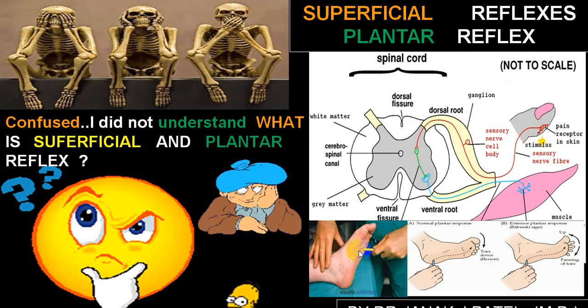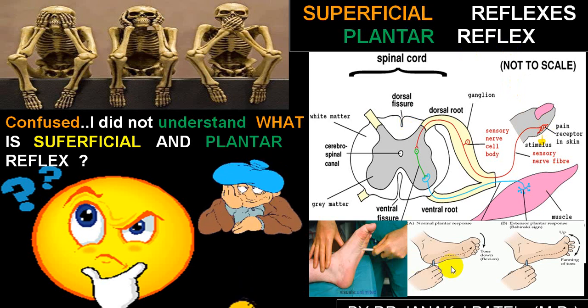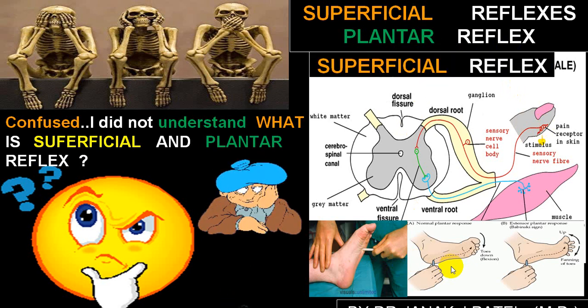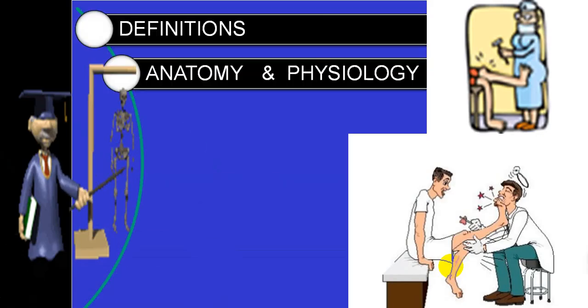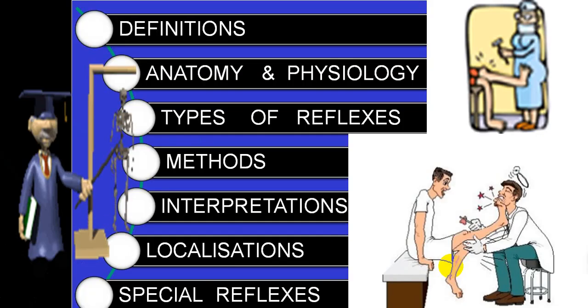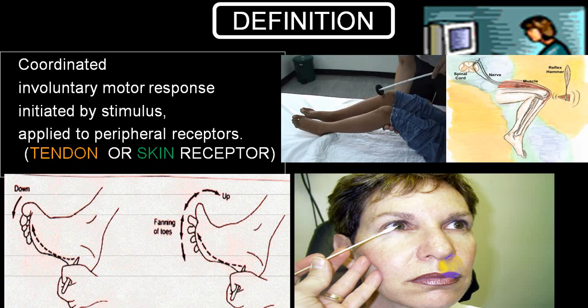So plantar reflex is one of the variety of superficial reflex. We'll be talking under certain headings: definition, little anatomy, types of reflexes, then method of examination, interpretation, localization. Especially we'll be talking more on superficial reflex in this chapter.